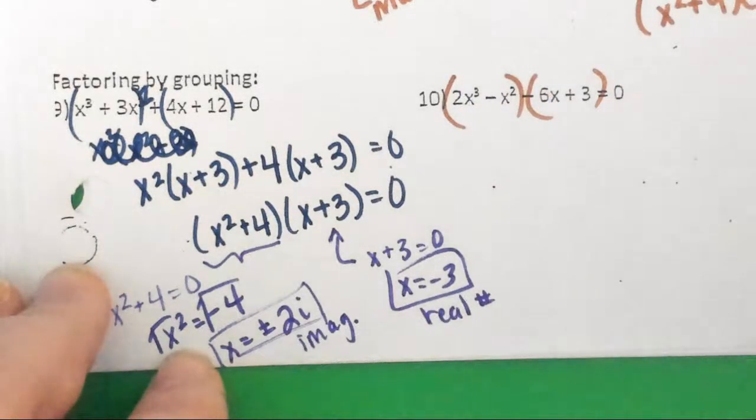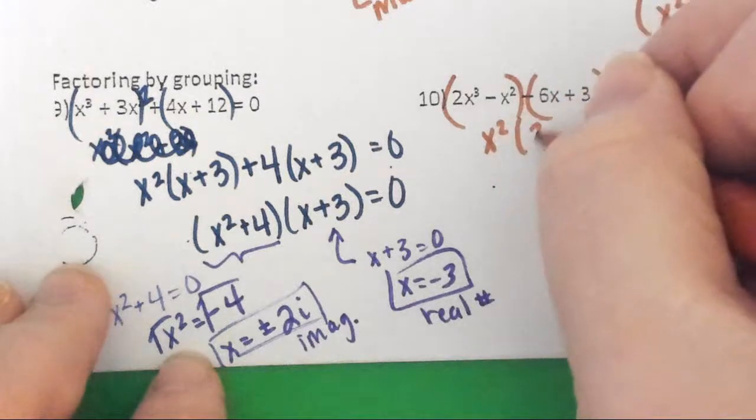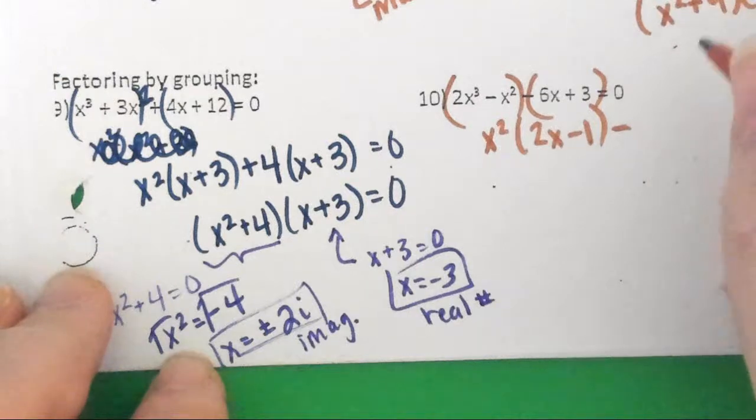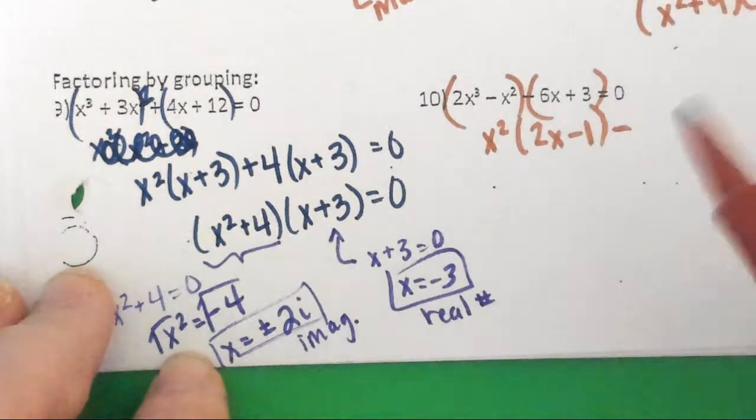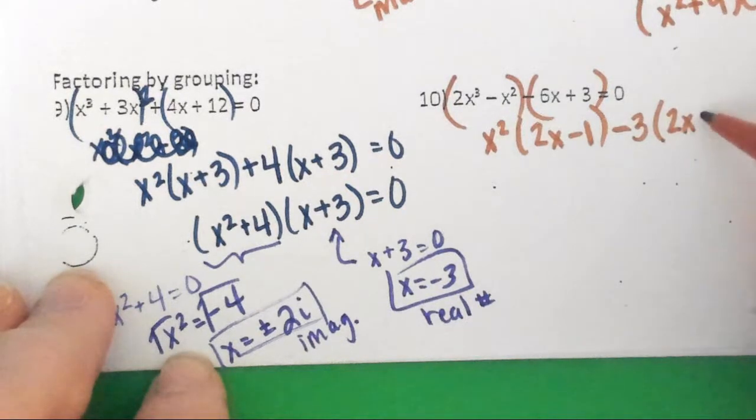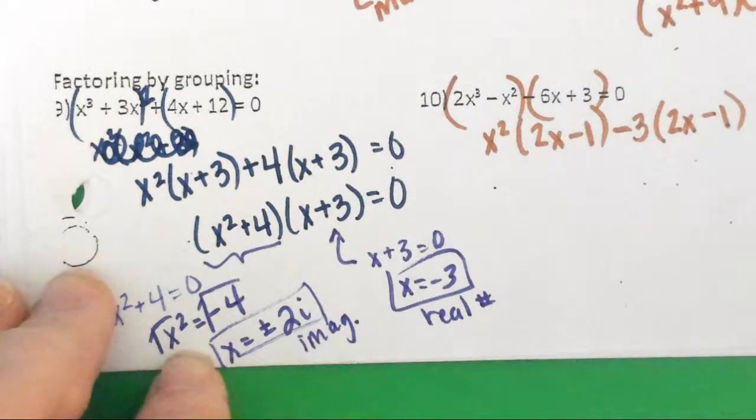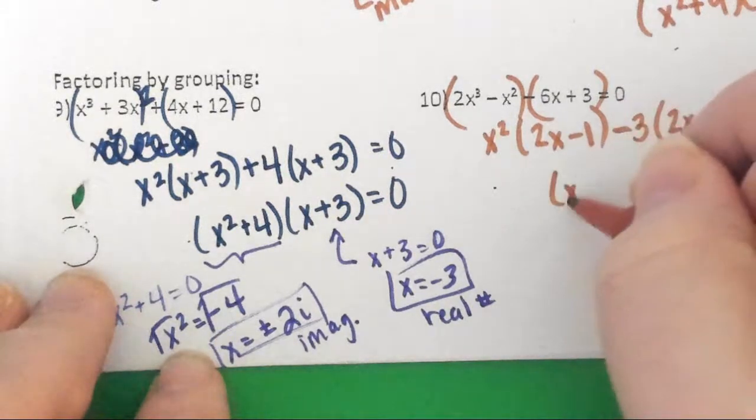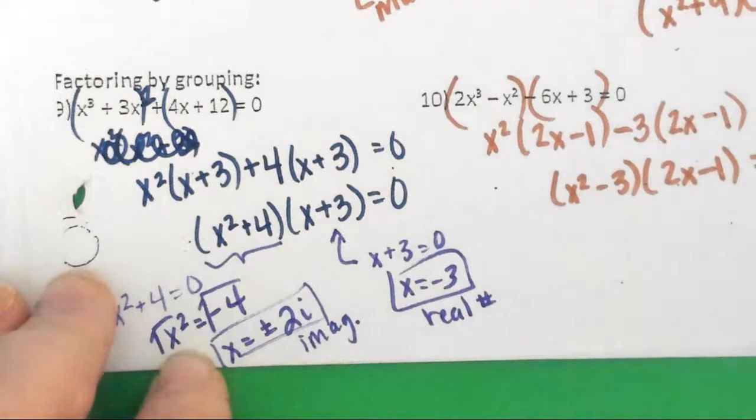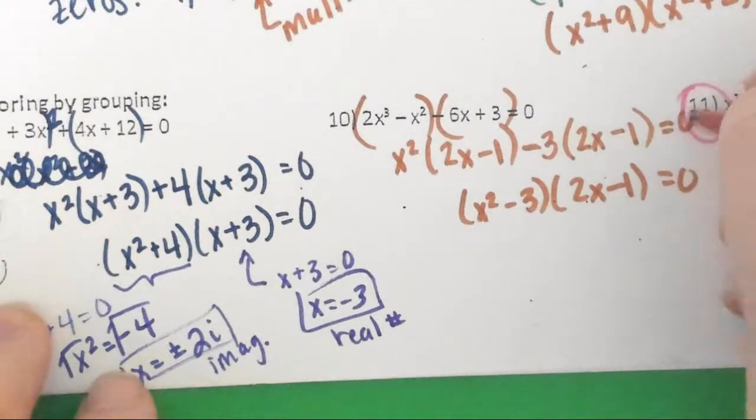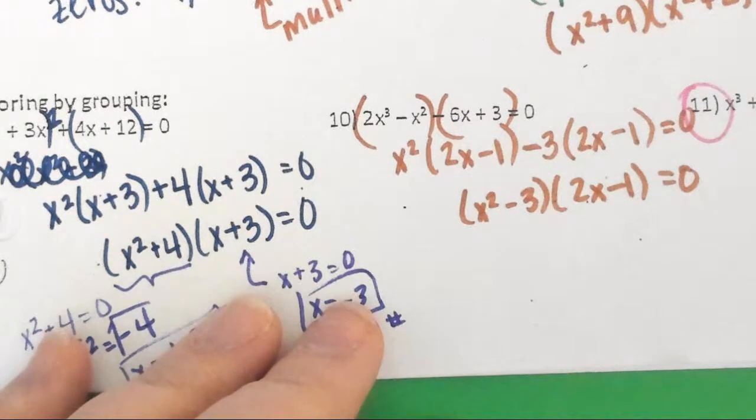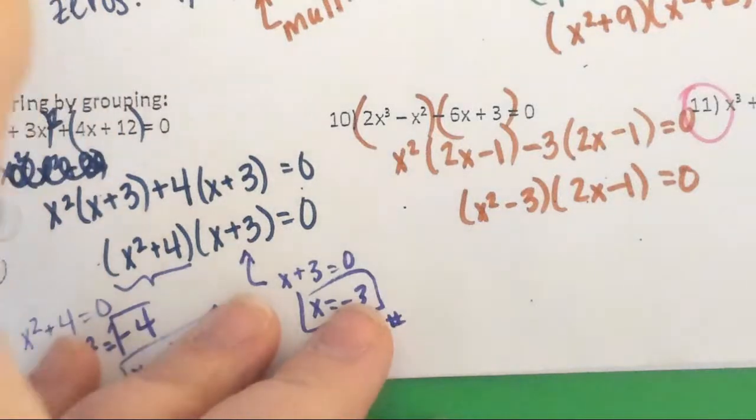What can I pull out of the first group? If I pull out an x squared, I'm left with a 2x minus 1. What can I pull out of the second group? It needs to be a negative 3. So I have 2x minus 1. So my 2 groups are x squared minus 3 and 2x minus 1, and they equal 0. Are there any questions to that point? I'm pretty positive most people in the room can handle that. The only issue is now finding our answers.